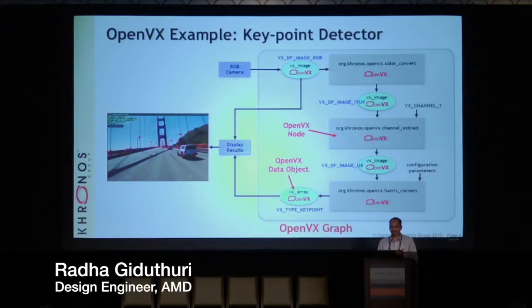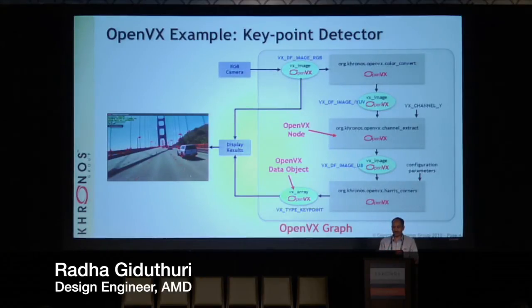Here you can see the RGB image is represented using a VX image object, and then at the bottom you see there's a VX array called key points, where you have an array of XY coordinates which indicate the special points in the image that are of interest here.